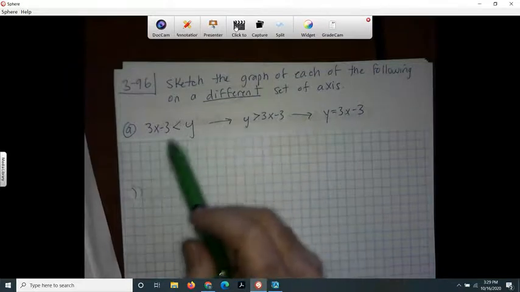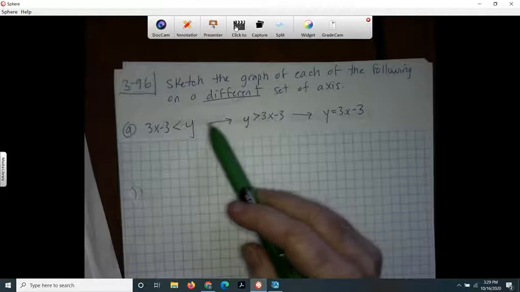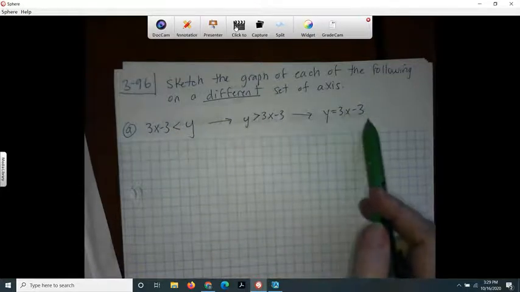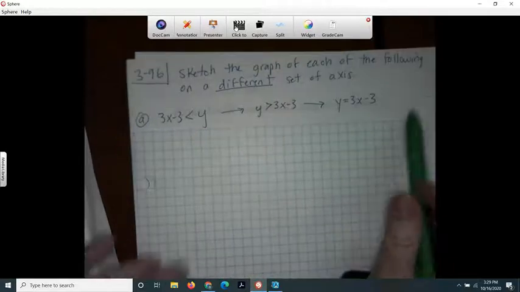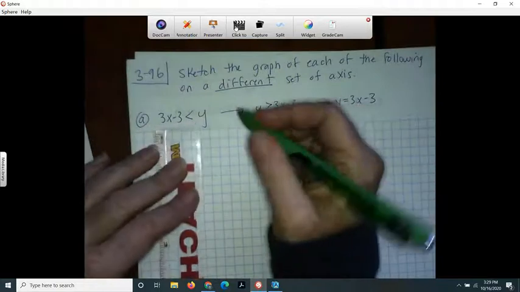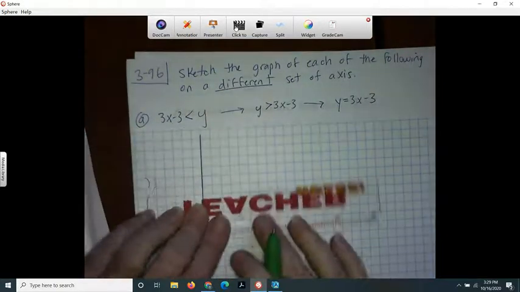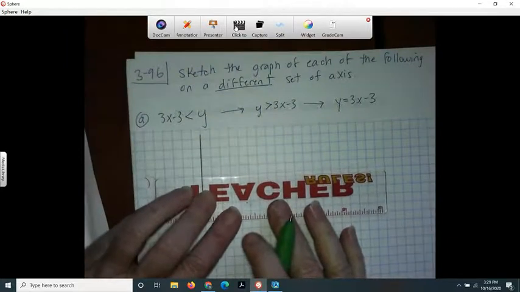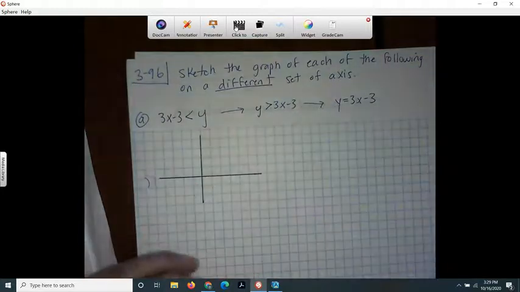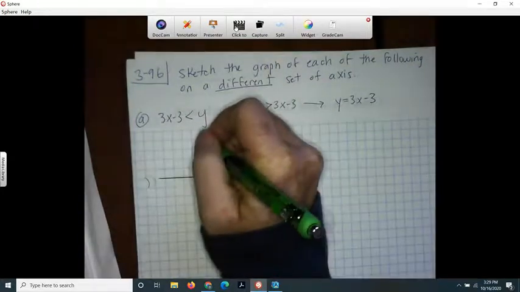Hopefully you can notice that this is going to be a linear graph. So I just rearranged it so that it's in y equals form, and then I'm going to go ahead and graph the line. That's the first thing I'm going to do. I think I can make this one pretty small. I have to do separate axes, so I want to try to fit several graphs on the same page if I can. Not on the same set of axes, but there's x and y.